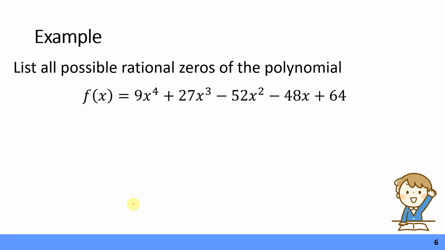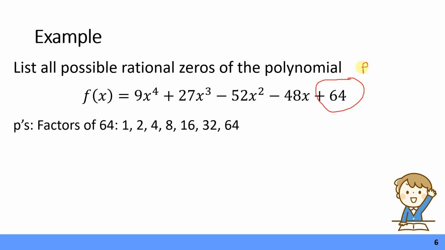All right, let's try another one here that's going to be a little bit longer. Just so you know, I can give you a huge polynomial, but again, the only two things you care about are the constant term and the leading coefficient. So the constant term in this one is the one that doesn't have an x, which is right here. This is where I'm going to get my p-values from. So the p-values are going to be the factors of 64, which are listed right here. So again, you just have to know your times table.